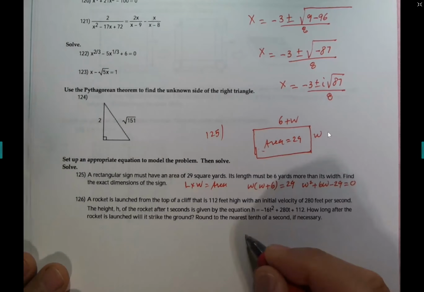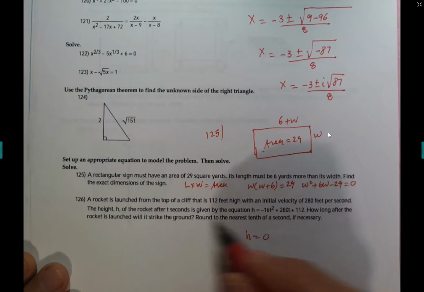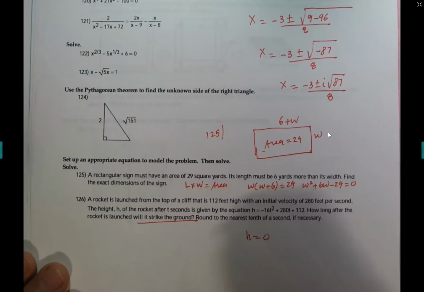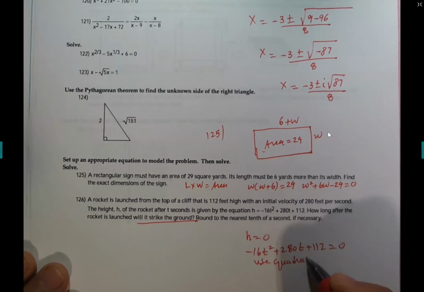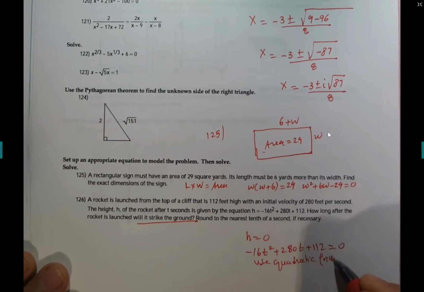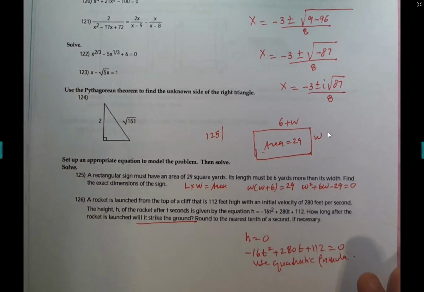So if you set h equal to 0 here, because it's striking the ground, you're going to get negative 16t squared plus 280t plus 112 equal to 0, and just use the quadratic formula. Just be very careful. Use your calculator if you need to.